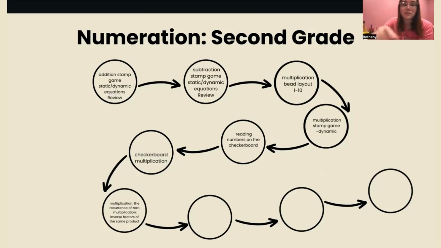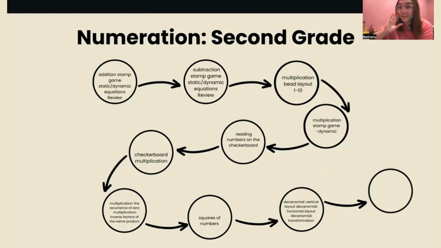And then just some other ones with multiplication. It's just a lot of multiplication work in second grade. You have the reoccurrence of zero, the inverse factor of the same product, just a bunch of different multiplication presentations. There's even more than that, the squares of numbers. And then my favorite second grade work, although I think I like second grade the best just because they have the bead layout and the deck game, at least for numeration. And then the best, the decanomial.